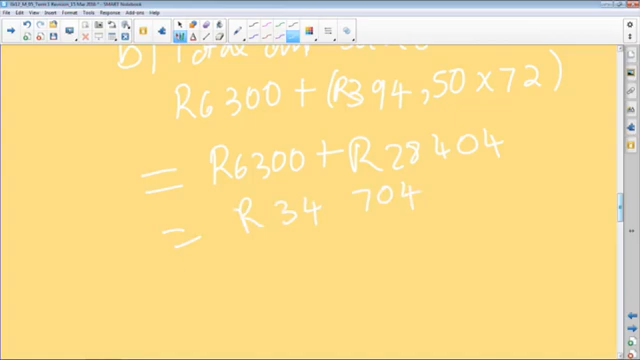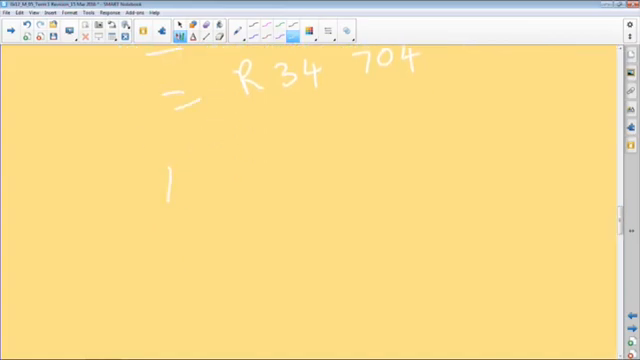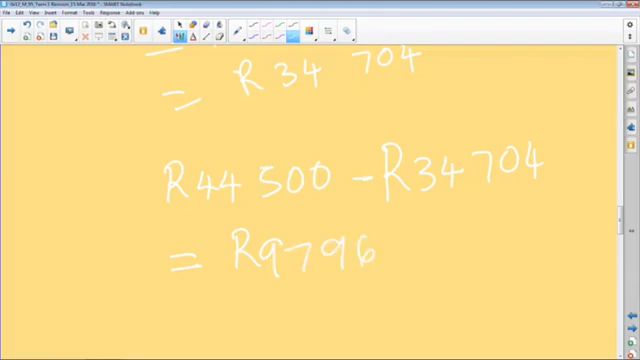And that will give you an answer of 34,704. In order to work out your interest, you now need to take the total accumulated amount or your total future value, which is 44,500, minus your 34,704 Rand. And that will give you the total interest paid to you by the bank. And that's going to give you an answer of 9,796 Rand. So that's the amount of interest that the bank gives you in total over that 6-year period.